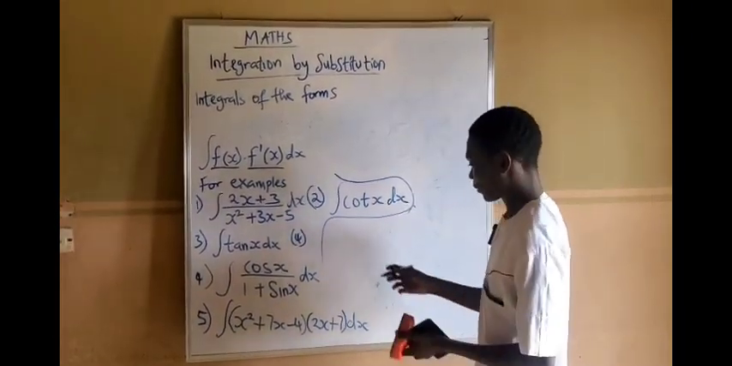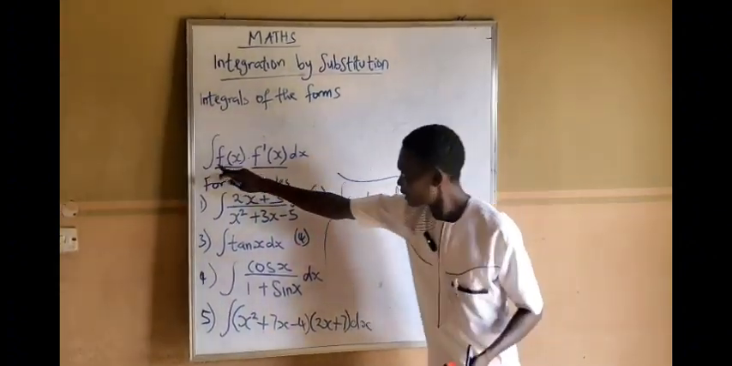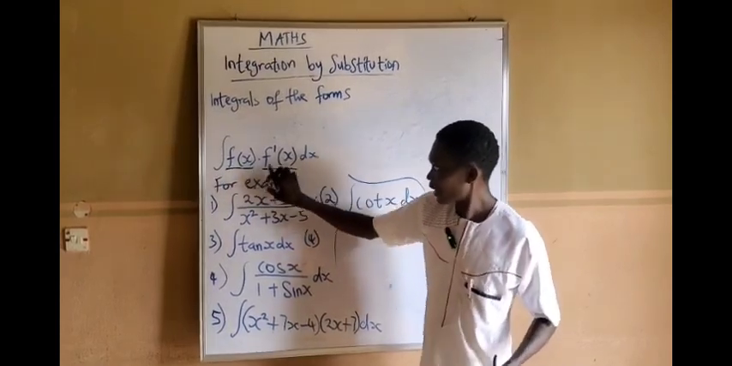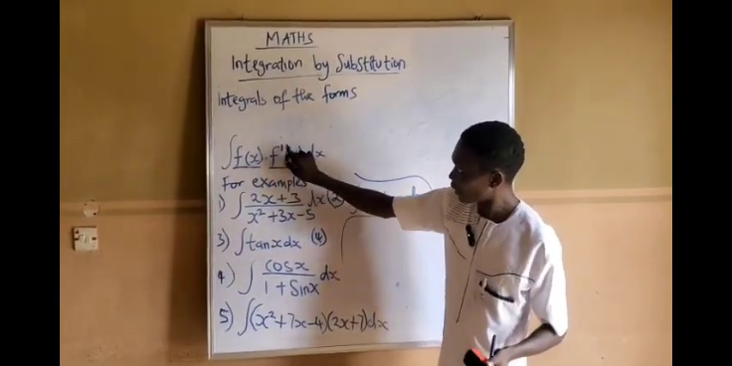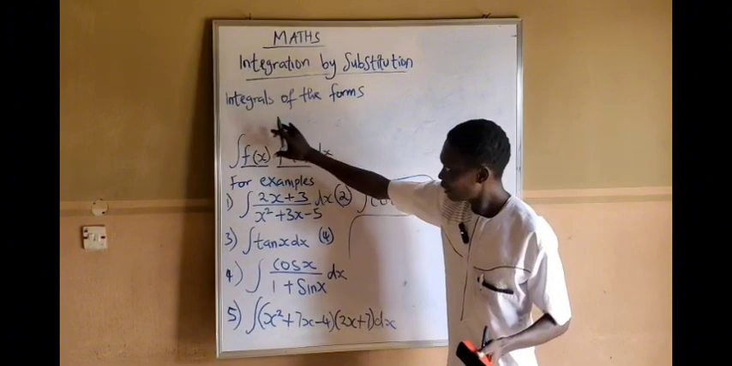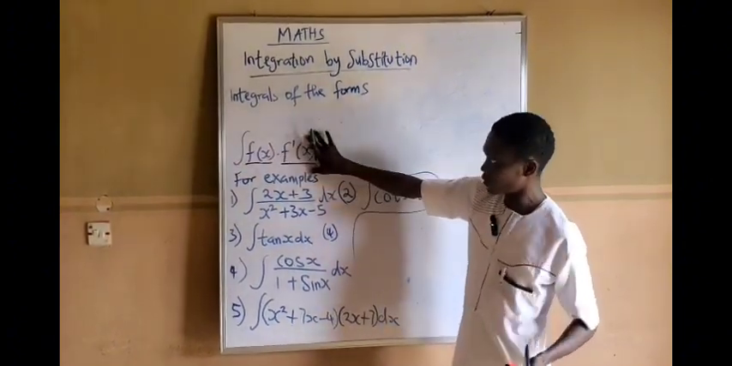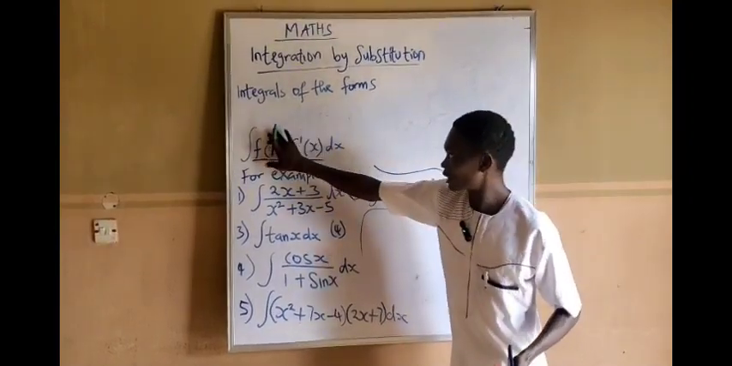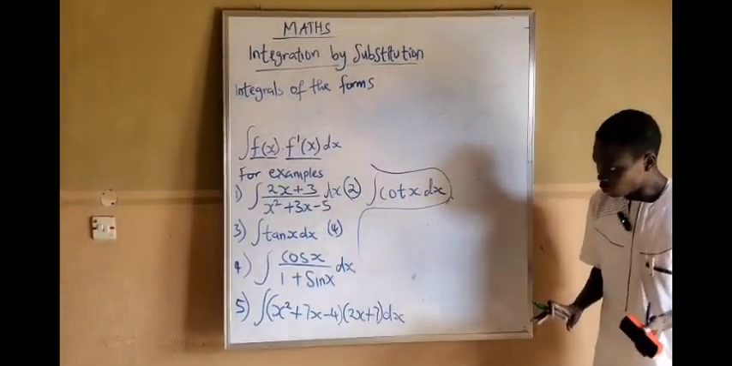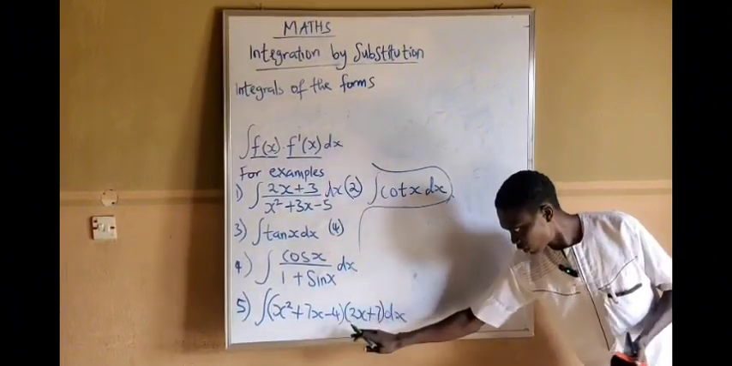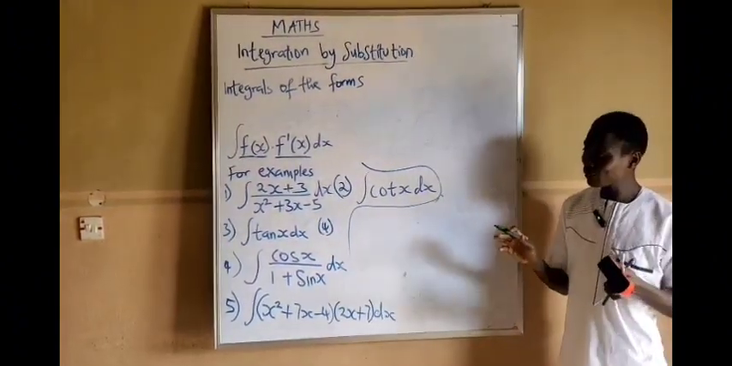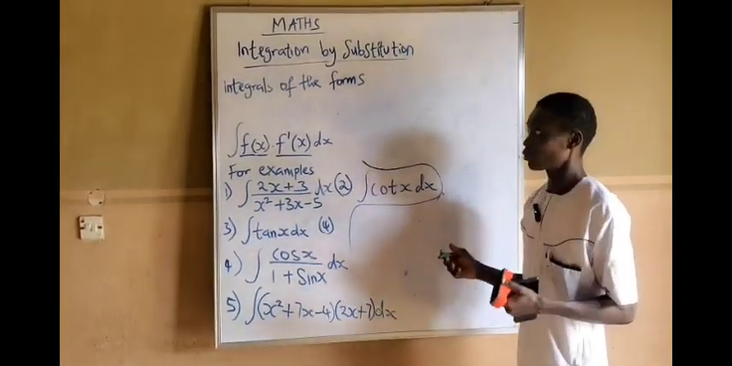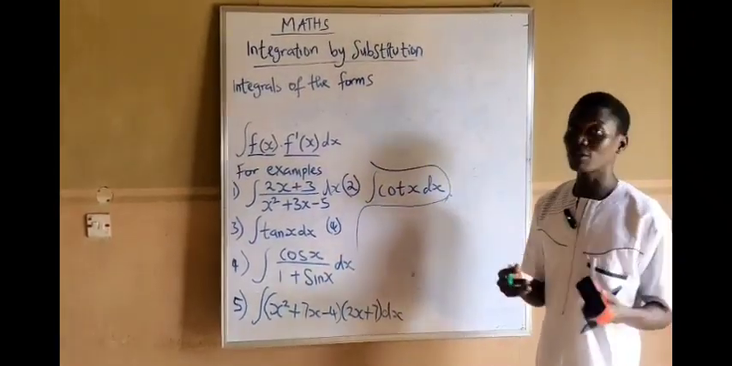It's also a simple question. If you observe this very well, you see that f of x is here, here is also f of x, but the difference is that this one has a prime. What this tells you is that if you differentiate this, it will give you this. So once you differentiate this, it can also give you this, and you can make use of substitution method. So those are the two conditions in which you can make use of substitution method.